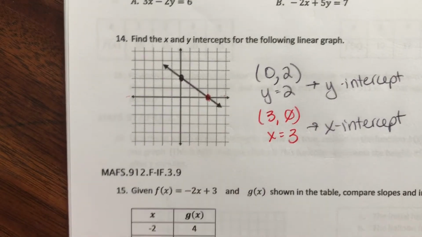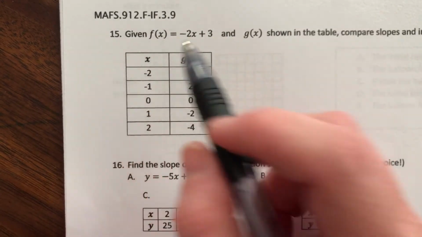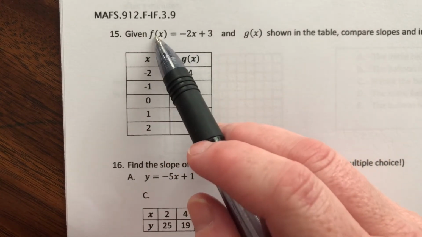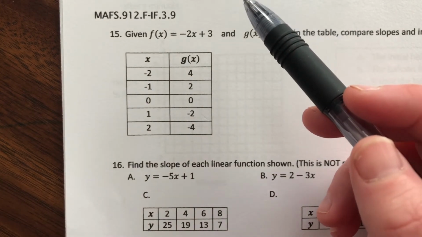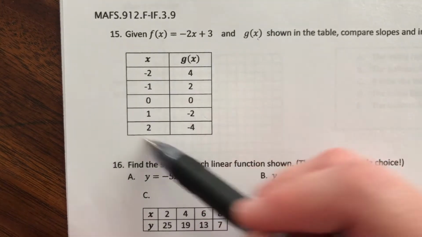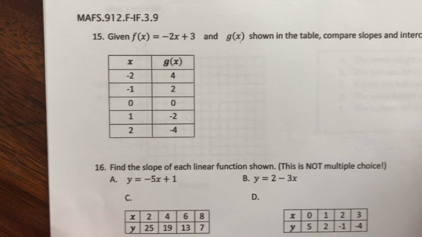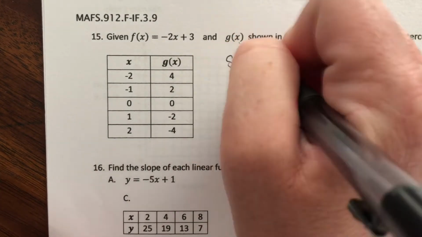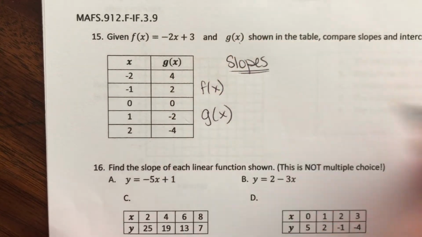Easy peasy. Number 15, we're almost done, we're getting there. Given that, okay, this gets confusing because they don't call this y anymore, now they call it f of x. It's still y. We still treat it the same way, it's just function notation. Given f of x equals negative 2x plus 3, and g of x is shown here in the table, compare slopes and intercepts. So we'll say slopes first, and I'll say f of x will be on top, and then g of x underneath it.